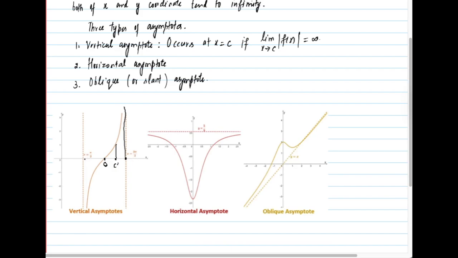And the same thing happens at x equal to pi by 2. When x gets closer to pi by 2, the value of f of x goes to minus infinity. So that is how we define the vertical asymptote.